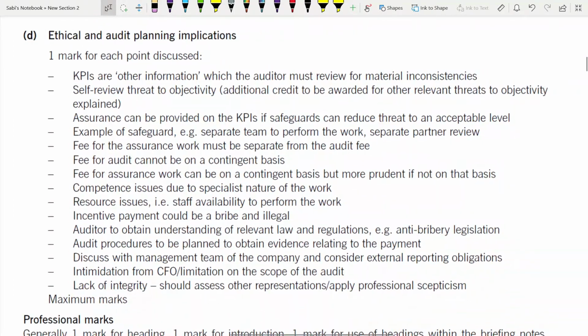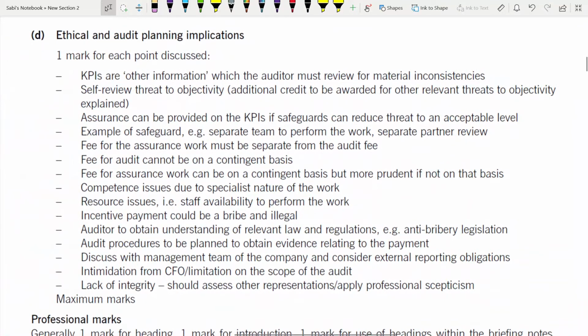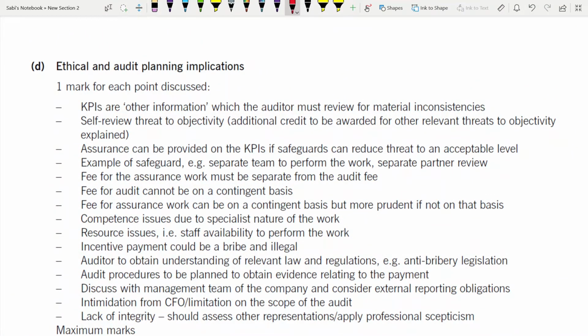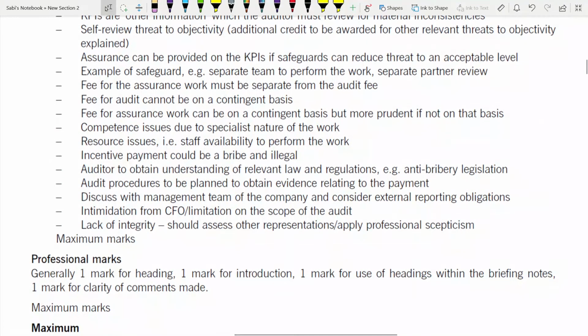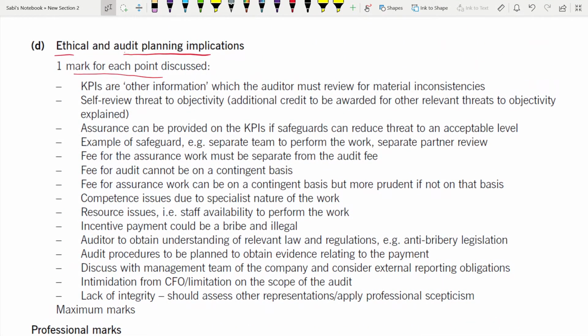Part D was it's again for 10 marks. Ethical and audit planning implications. Here also 1 mark for each point explained. So you can divide equally. It's 10. So 5 marks for ethical issues, 5 marks for audit planning. You can divide it like that.